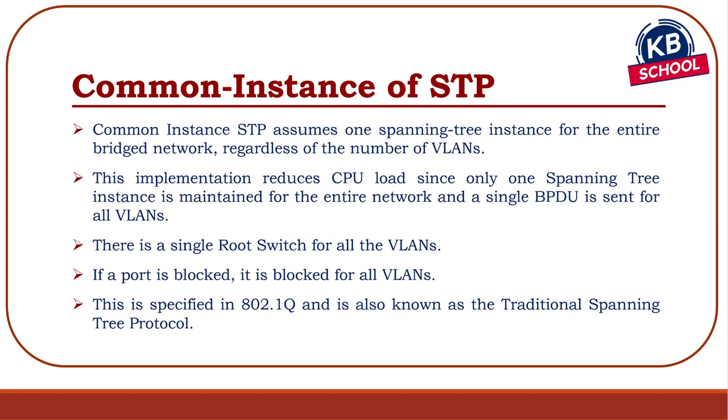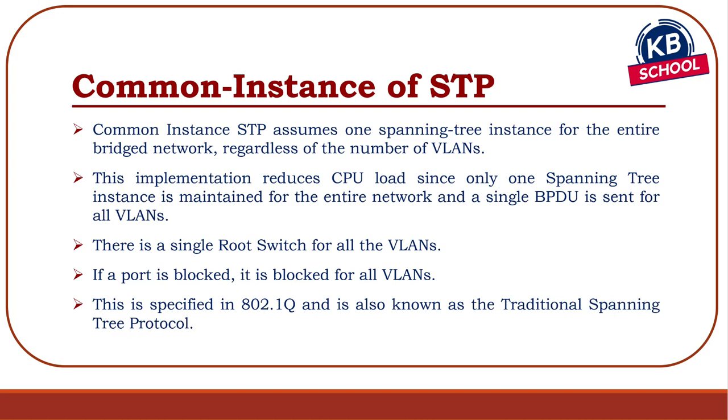So common instance of STP, assuming one spanning tree instance for the entire bridged or switched network, regardless of the number of VLANs. In this implementation, you just have one spanning tree instance, so you need to maintain one root, a single BPDU sent for all VLANs, a single root switch for all the VLANs. If a port is blocked, it is blocked for what? All VLANs. This is also known as the traditional spanning tree protocol, the old one with a single instance of STP. So what's the drawback?